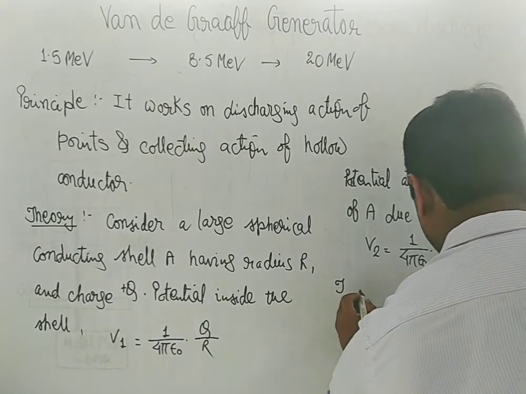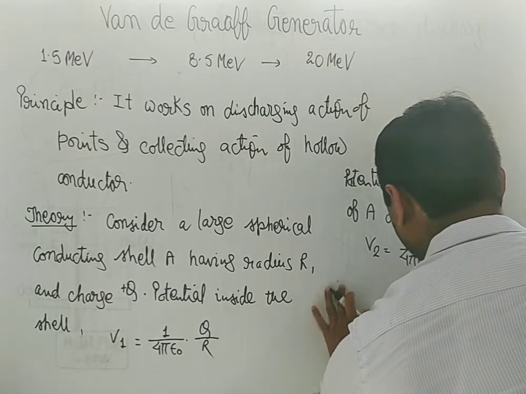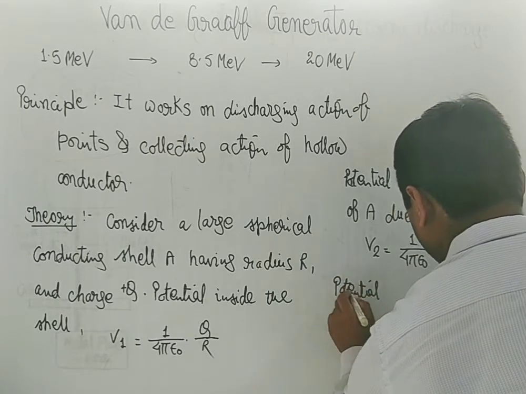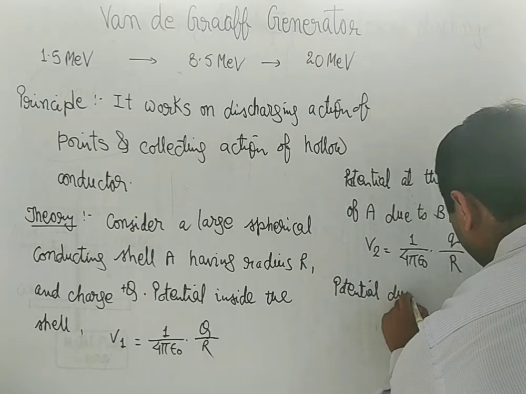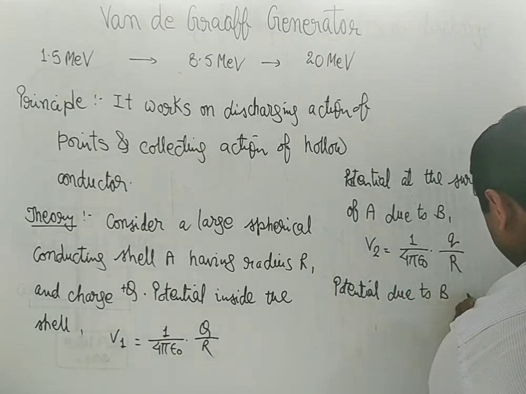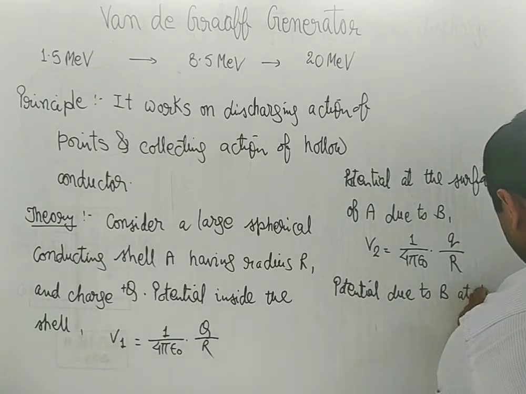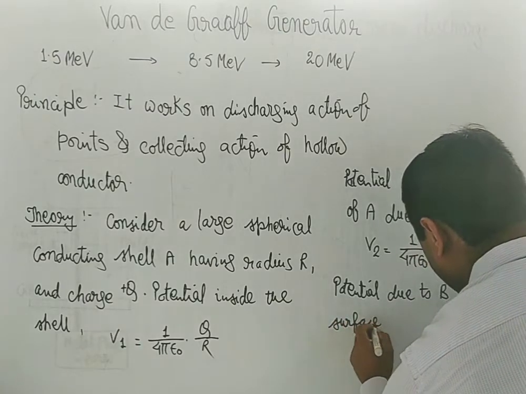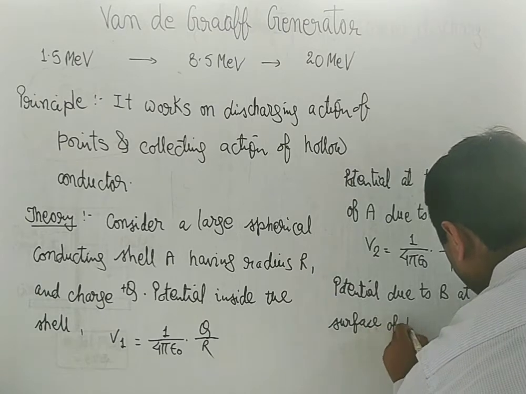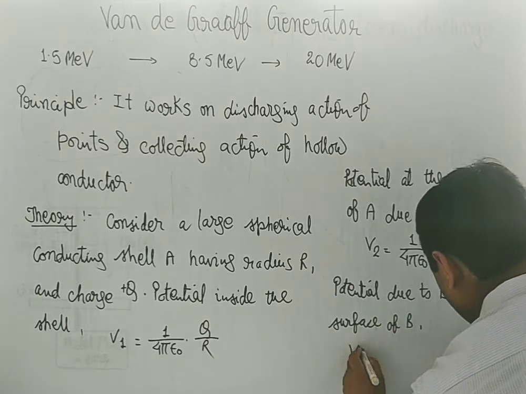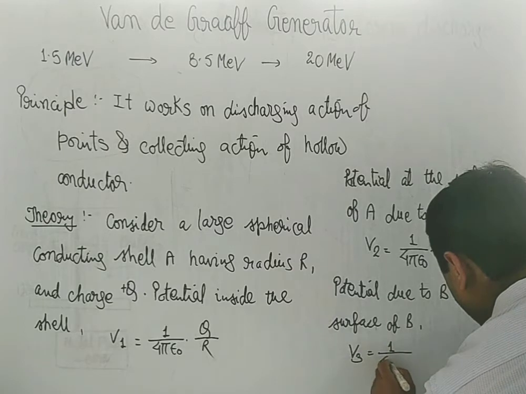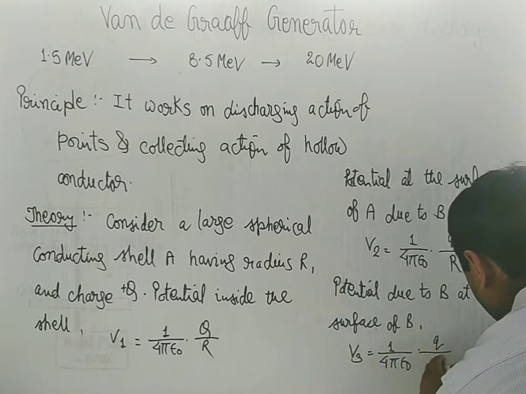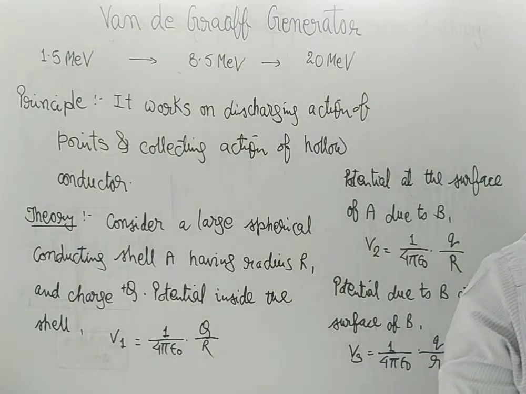Now the potential due to V at the surface of V, let me call this V3, which is equal to 1 upon 4 pi epsilon naught Q, the charge on the sphere, upon the radius of the sphere.